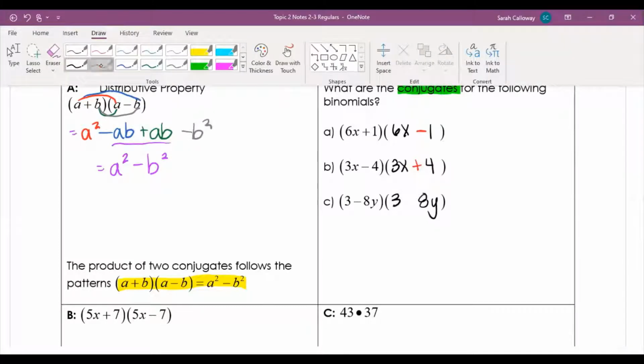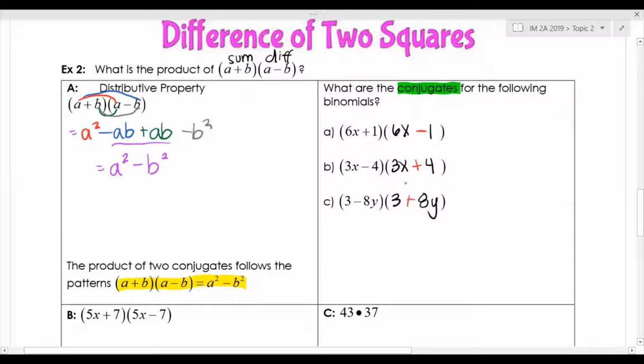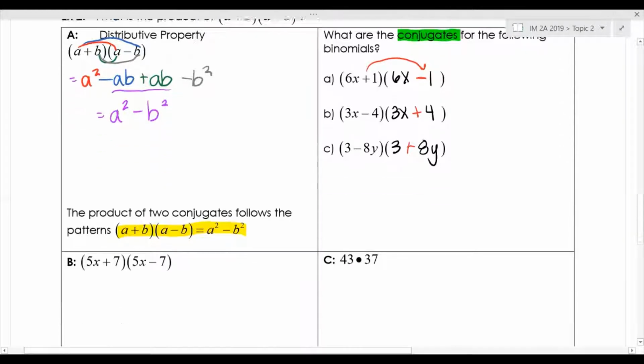Notice that it's not necessarily that the sign in front of the constant changes. It's that sign in the middle. So this turned into a minus. I have to have one of each in order for it to be conjugates. What's special about conjugates is that everything cancels in the middle when I combine like terms. They're the same terms, but the sign's opposite in the middle.